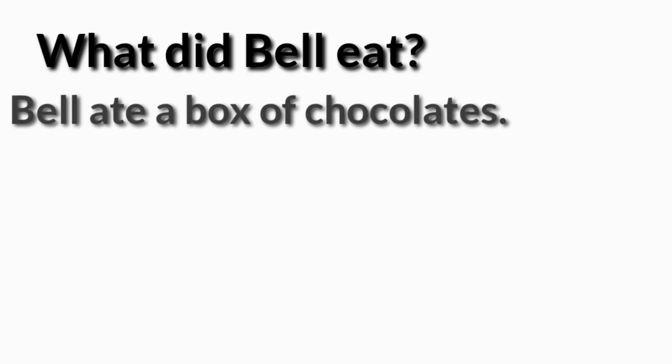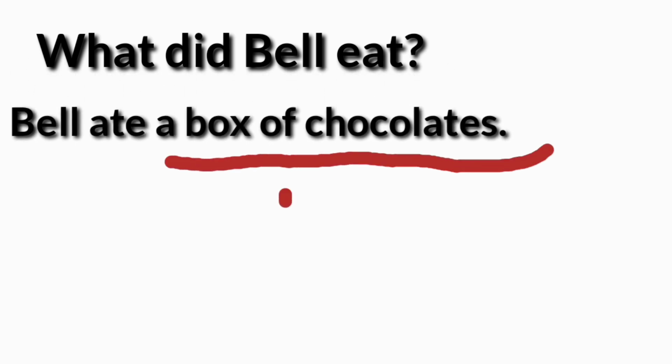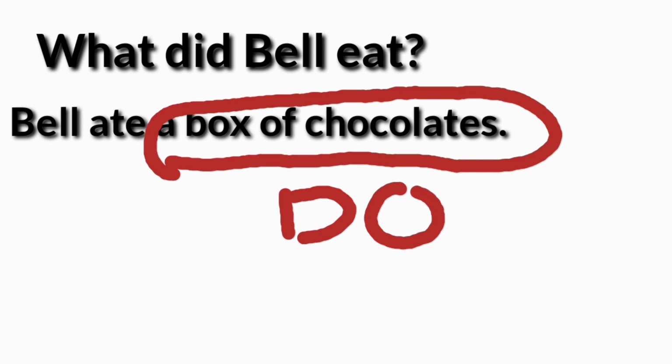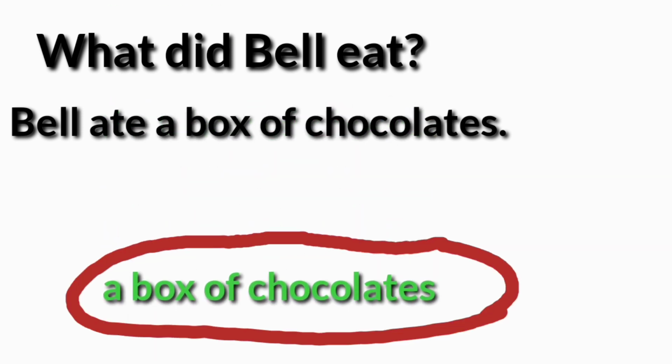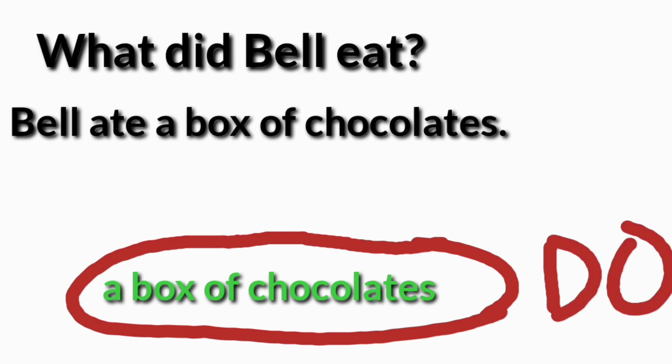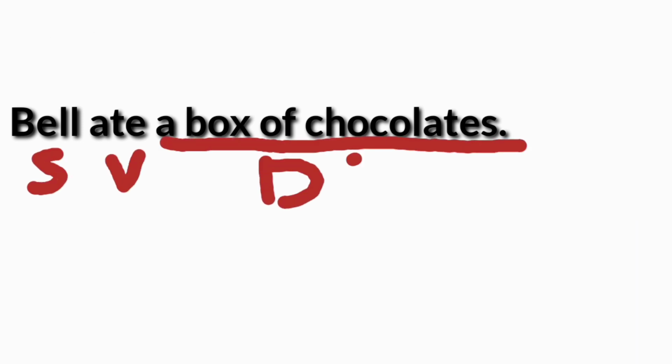Now we have another question. What did Belle eat? Belle ate a box of chocolates. So what's the receiver of your action? A box of chocolates, and that is your direct object. Now we have the SVDO pattern.